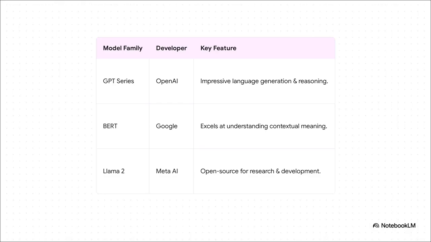And that breakthrough has kicked off a pretty intense competition. You've got the big names like OpenAI's GPT series, which is just incredible at generating text and reasoning. Then you've got Google's BERT, which is a master at understanding the subtle meaning behind our sentences. And what's really cool is you also have major open source players like Meta's Llama 2, which is just pouring fuel on the fire for research and development everywhere.